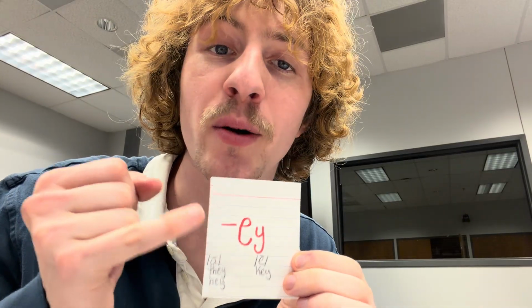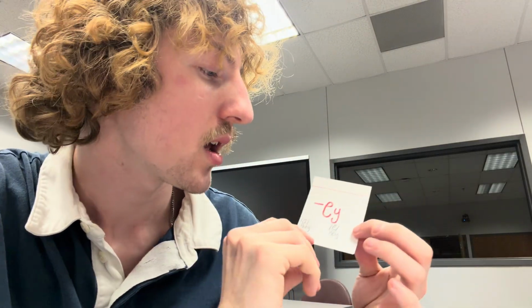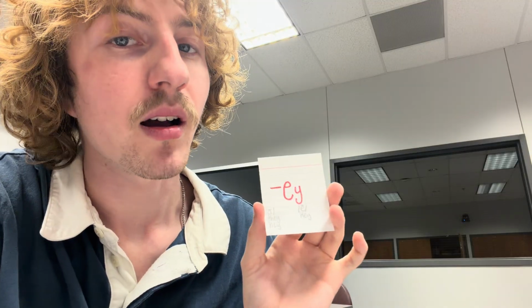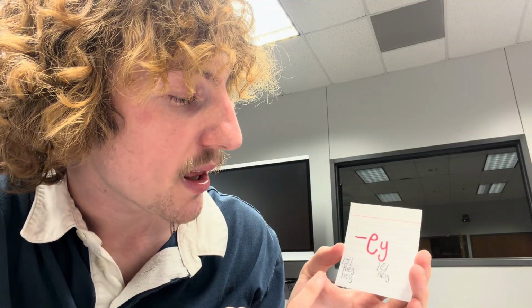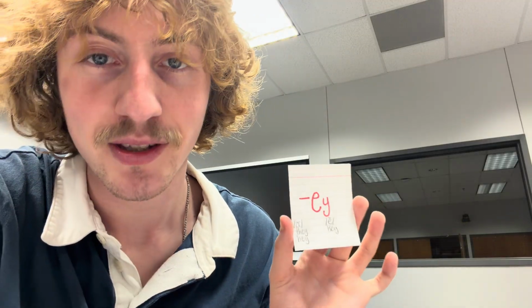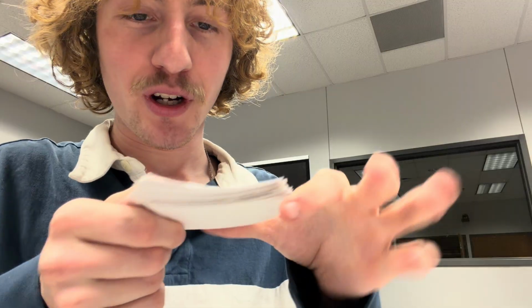We have EY. Remember, this means there is at least one letter prior to these two letters at the end. It gives two different ways it could be done. So in a word like key, you're hearing the E, a long E. And in a word like they or hey, you're also hearing a long A for that sound this time. We've still got some more to go.